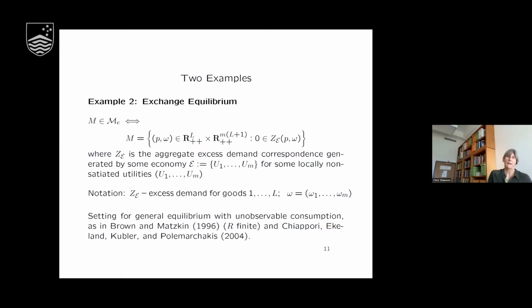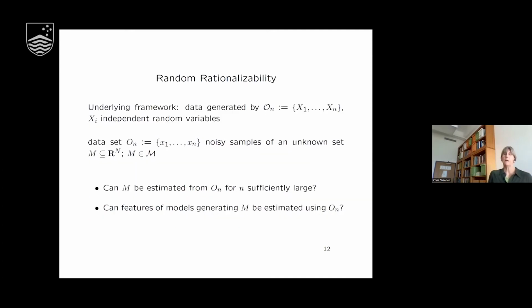Those are the two examples to have in the background, thinking about the kind of questions that I want to ask a little more generally. So, stepping back to a more general setting. The underlying framework will be to think about a general problem in which the data is generated by some random variables, say n random variables. For now, imagine that these are independent random variables. A particular data set you would then think of as a realization of those n random variables.